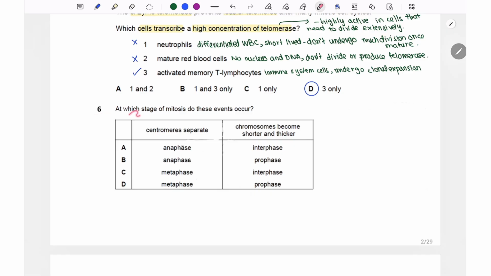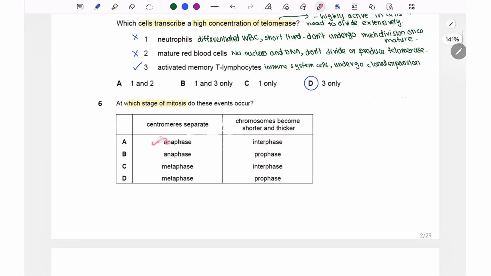Question number 6, at which stage of mitosis do these events occur? Centromeres separate. We know that the sister chromatids are pulled towards the opposite poles of the cell. This is during anaphase. And chromosomes become shorter and thicker. This is condensation. This happens during prophase. So this and this, B, is going to be our answer.